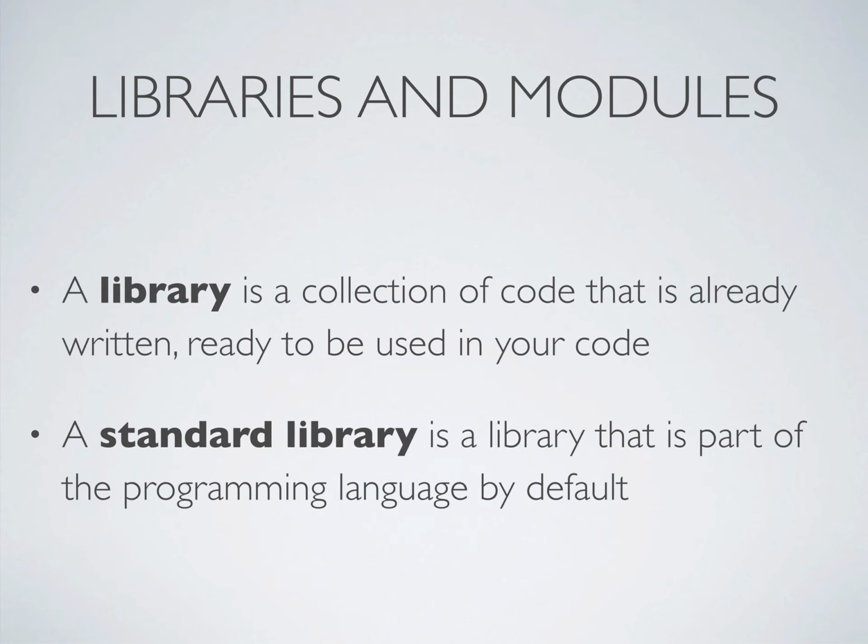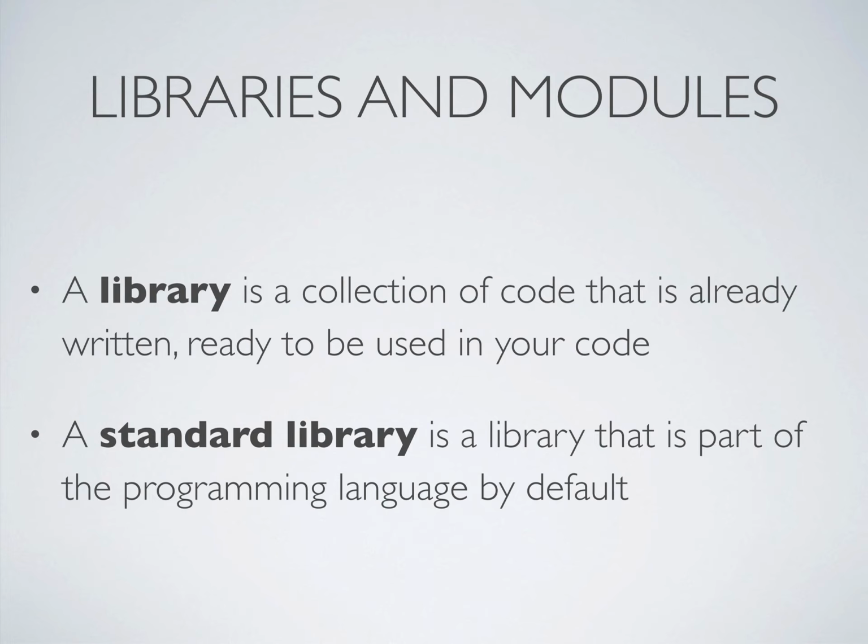Alright, so what are libraries and modules? A library is a collection of Python code that has already been written by someone else, some other developer, or potentially Python developers. And this code is ready to be used in your own code. So it's basically code that you can use in your own code that's already been written. It's already available for you.